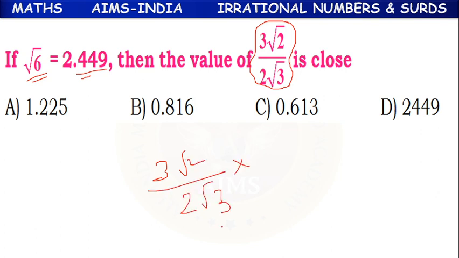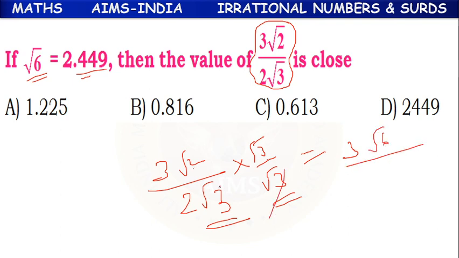So downside, let's cancel this root value. To cancel the root value, we have to multiply with root 3 and root 3, up and down. So what happens? 3 into root 2 into root 3, how much? Root 6. Here root 3, here root 3 means root 3 square. Root cancel, it will become 3. 2 into 3. 3 cancel. So root 6 by 2. Root 6 value how much? 2.449 by 2 after cancellation.